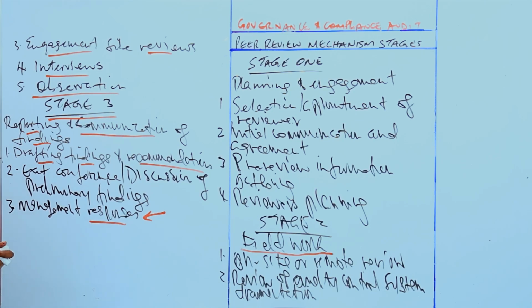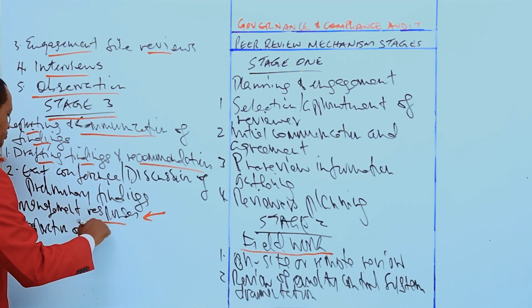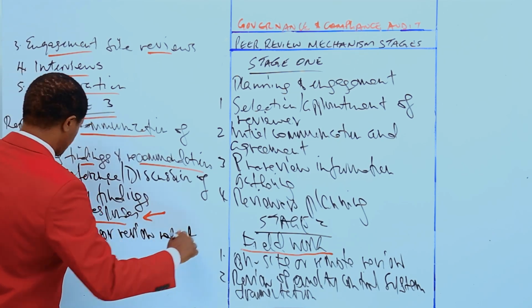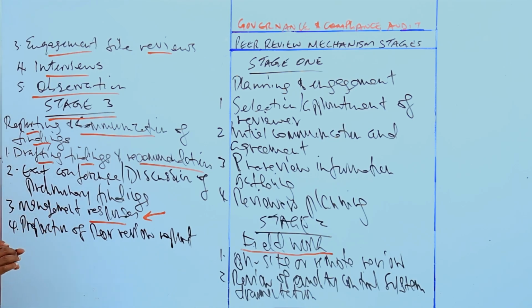Then, of course, the next obvious stage, number 4, is preparation of the peer review report. Preparation of the peer review report is the fourth stage, the next thing to do.